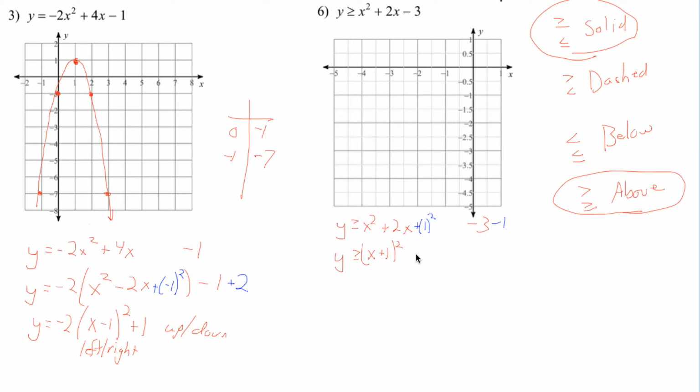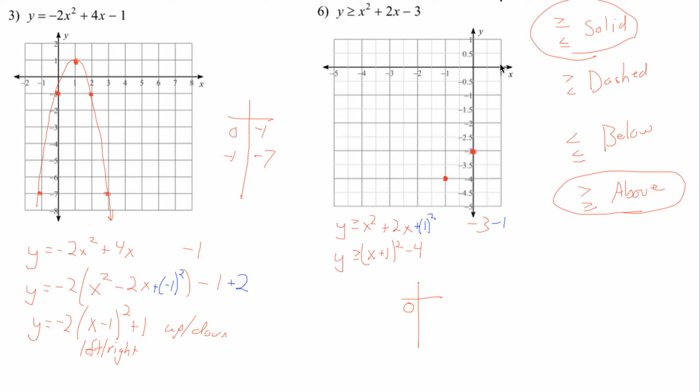And then -3 minus 1 is -4. So we are going to go left 1 because -1 makes this 0. So we go to -1 and then down 4. So -1, down 4 is the vertex. We can plug in a few points. 0 is a good point to choose again, and that's helpful to put in this one. 0 squared plus 2 times 0 minus 3 is going to be -3.